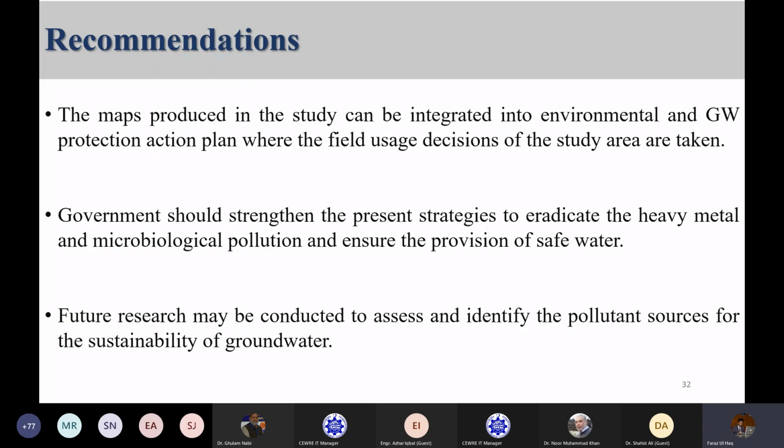These are the recommendations. The map produced in the study area can be integrated into the environmental and groundwater protection action plan, where the land usage decisions of the study area are taken. The next is that the government should strengthen the present strategies to eradicate the heavy metal and microbiological pollution and ensure the provision of safe water. The third one is that future research may be conducted to assess and identify the pollutant sources for the sustainability of the groundwater.